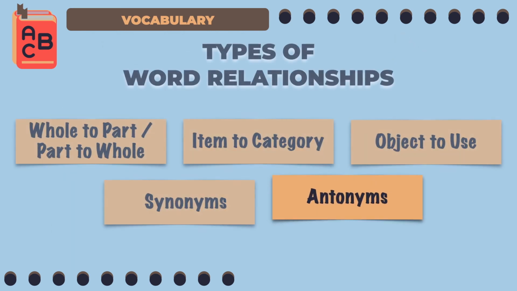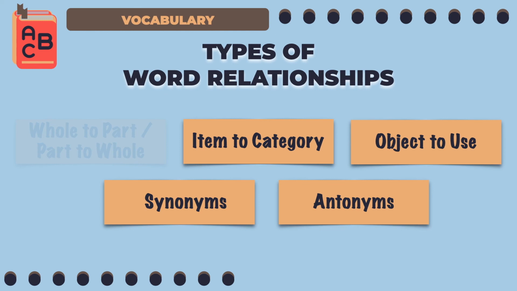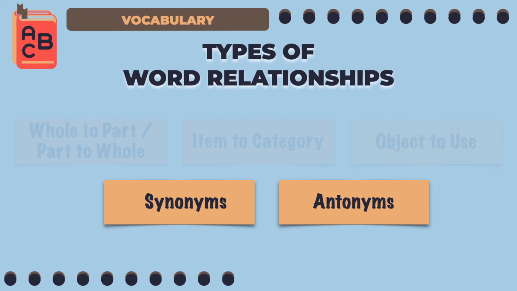Before we end this video, remember these 5 types of word relationships or analogy. Whole to part or part to whole, where a part of something is compared to the whole in a way similar to another part of something is compared to the whole. Item to category, where you compare things using an item and its category. Object to use, where you compare things using an item and its function.